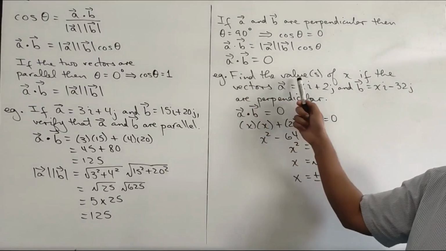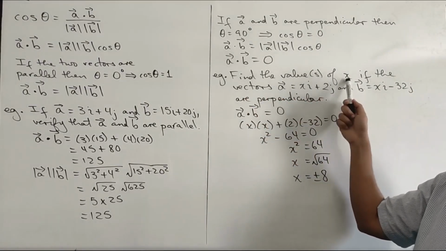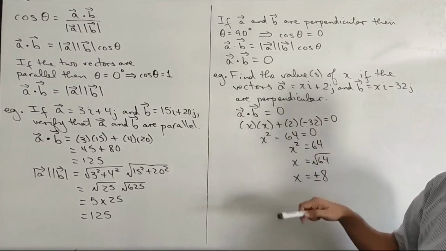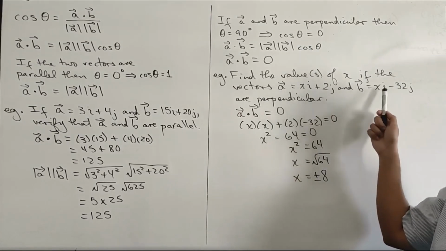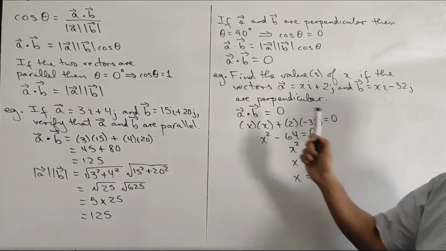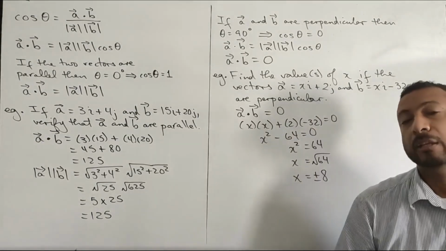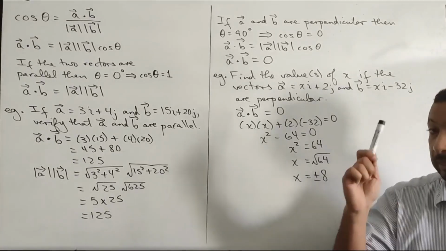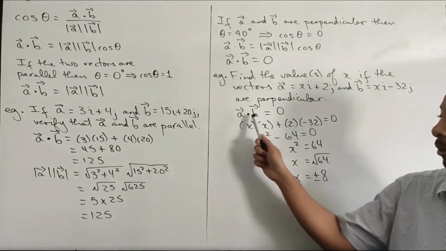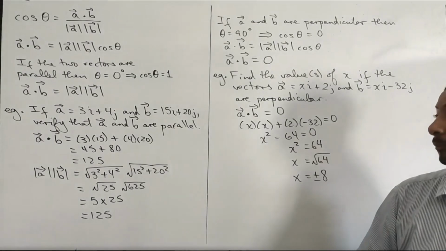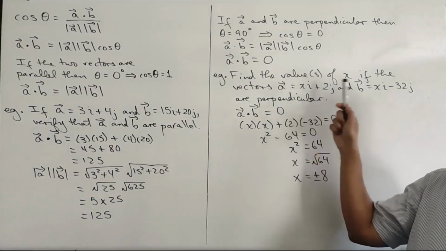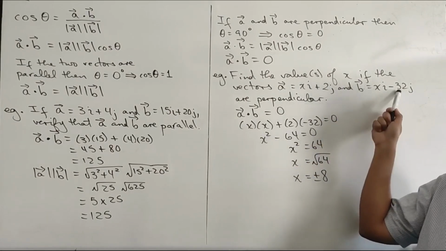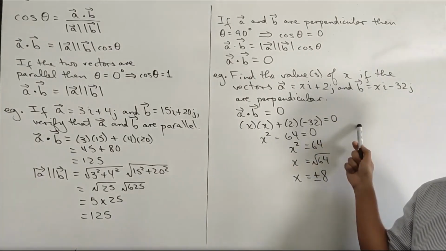Let's say we're to find the value or values of x if the vector a, which is equal to xi plus 2j, and the vector b, which is equal to xi minus 32j, are perpendicular. So let's say we know that they are perpendicular. Given that they are perpendicular, their dot product must be equal to 0. So x times x plus 2 times negative 32 must be equal to 0.